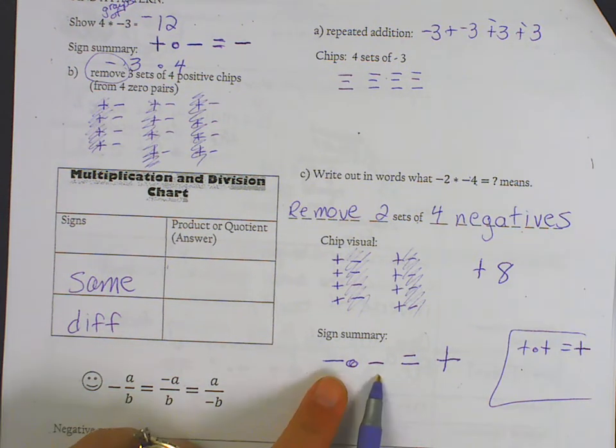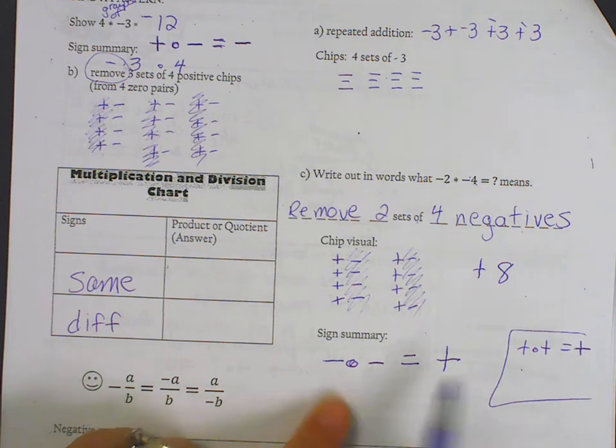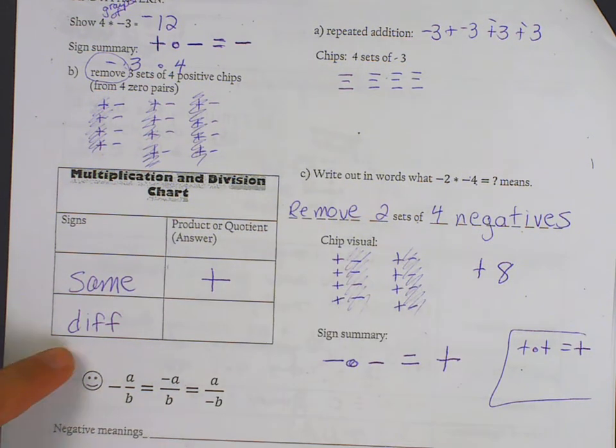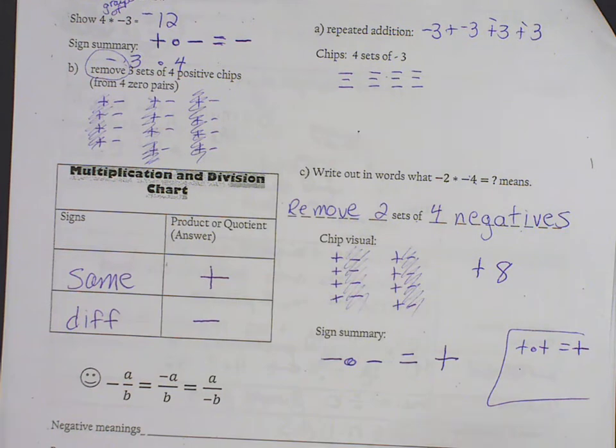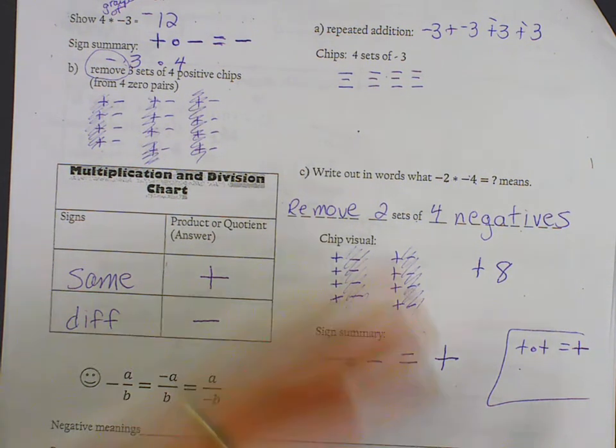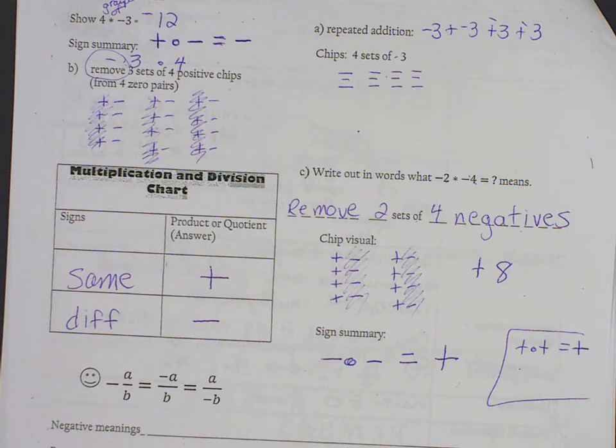When the signs are the same, the answer will come out positive. When the signs are different, they will come out negative. And that's all you need to know. Truth be told, unless we're doing something with letters, you don't really need to remember this. And we will do things with letters. But if we have a problem with all numbers in it, you just use a calculator. Let the calculator do the work for you.